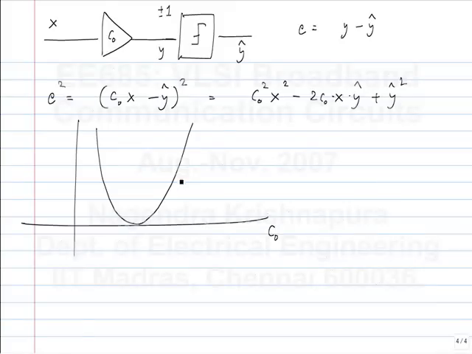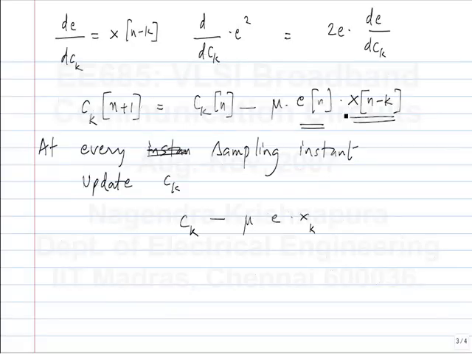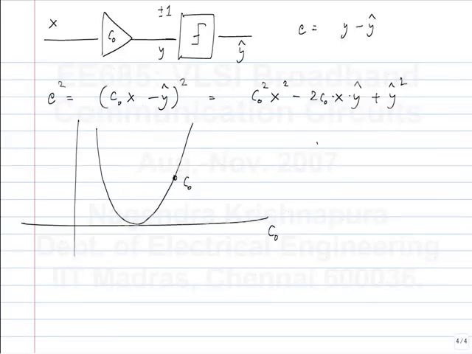Okay. Now let's say the value of C0 is here, and the value of mu is such that the update depends on the value of x itself, x and e also, but let's say that the update value is mu times e times x. So initially let's say the coefficient was this, and mu times e times x takes it here, and the next time it could take it here. No, that depends on the value of e and x also, but e is larger, right?